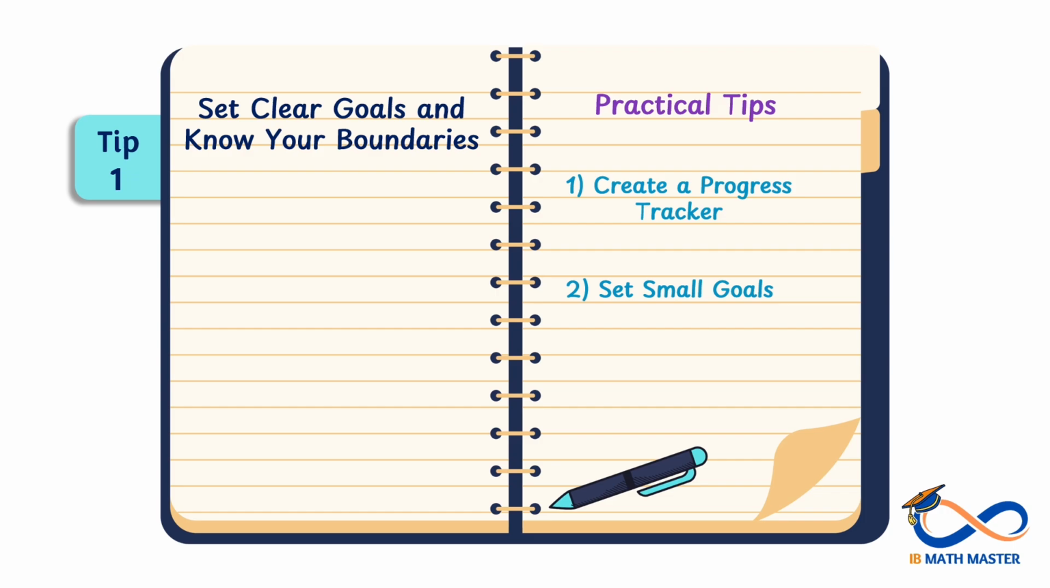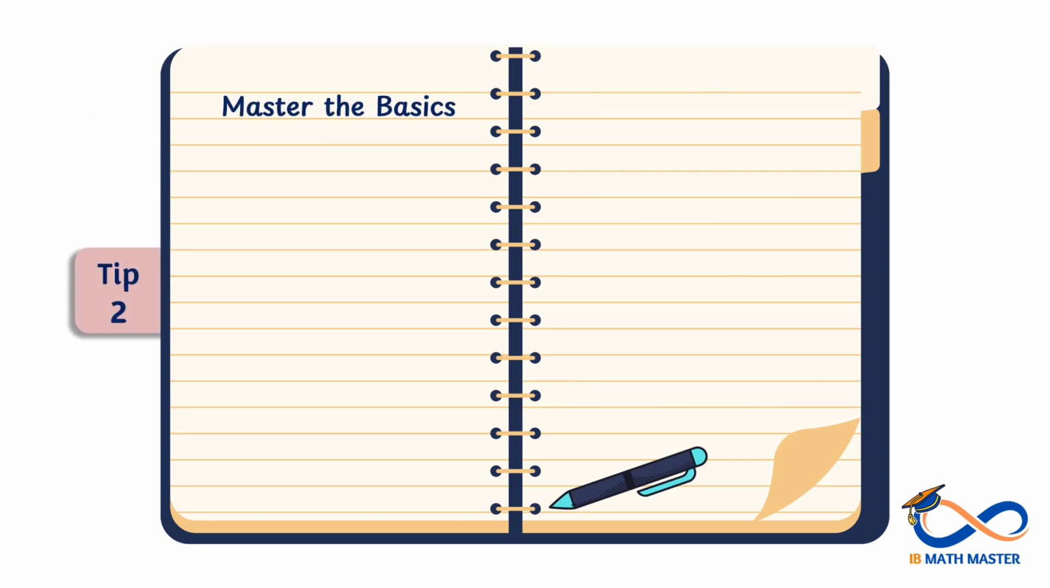Set smaller goals. Instead of just aiming for a 7 overall, set smaller goals. Like, I want to score at least 85% on my mock exams, or I will aim to fully understand integration techniques or trigonometric equations. Check your goals regularly. If you find you are struggling in a particular topic, adjust your study plan to spend more time on that topic. Let's now move on to tip number 2.